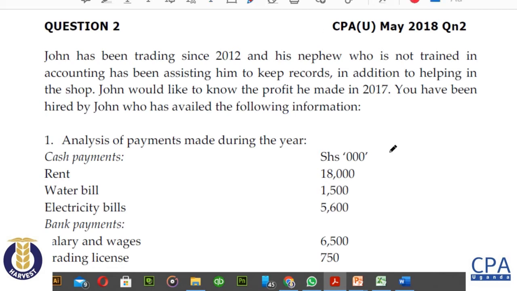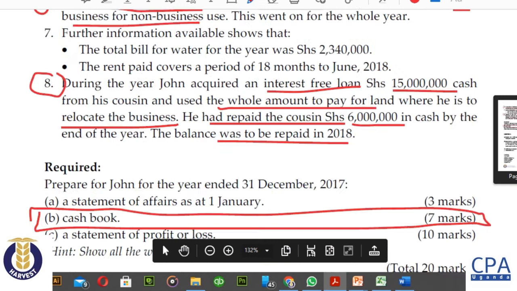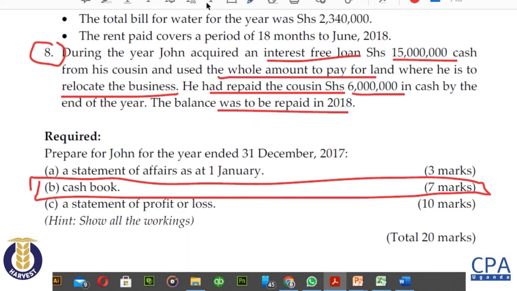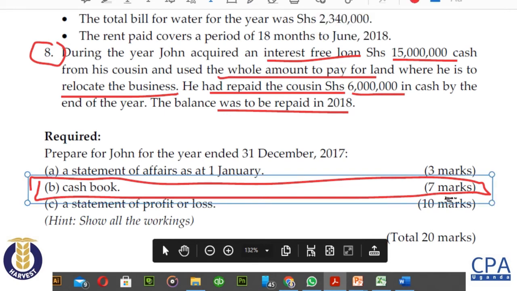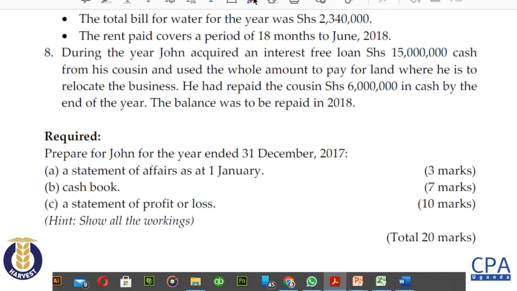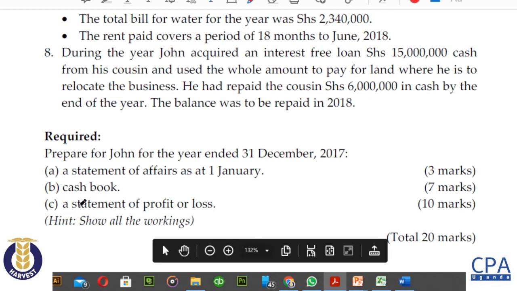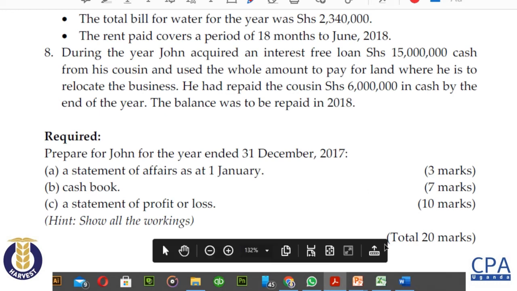In this session I'm going to discuss how to determine the sales and purchases if these are unknown. Of course, if the sales and purchases are unknown, you cannot be in a position to prepare the statement of profit or loss. So that is a very important feature of incomplete records: to determine the sales, especially the credit sales and the credit purchases, if they are unknown.